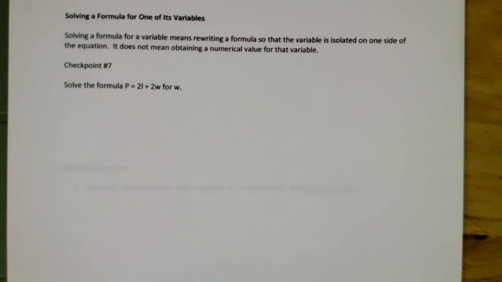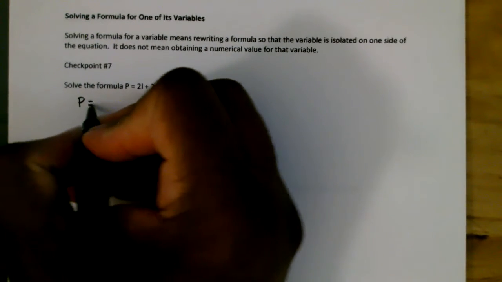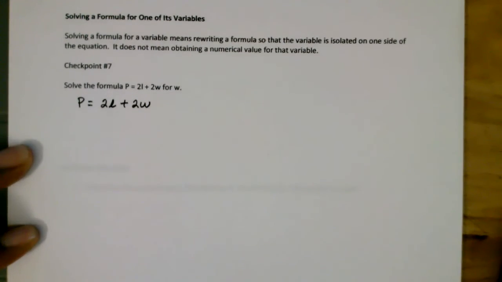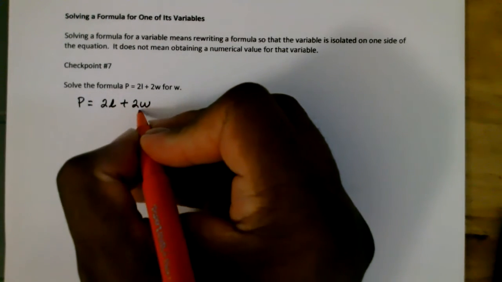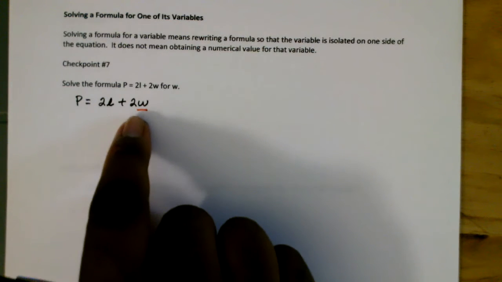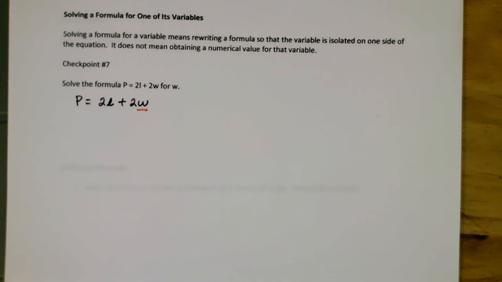So like in this problem, we want to solve the formula P is equal to 2L plus 2W for W. So in other words, we want to get W by itself. And I'll write this out. Sometimes you might see the variable underlined, meaning they're telling you to solve for the underlined variable. So in other words, we want to get W by itself. That means we need to move the 2L to the other side and get rid of the 2 that's in front of that W.